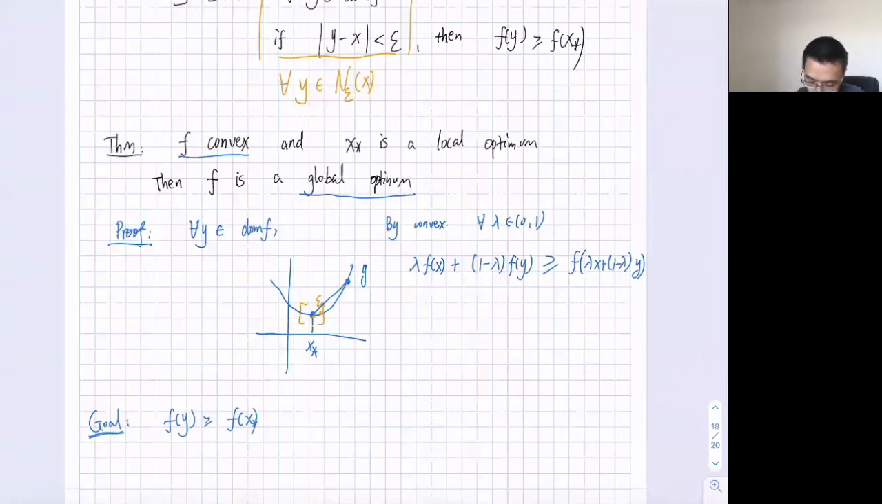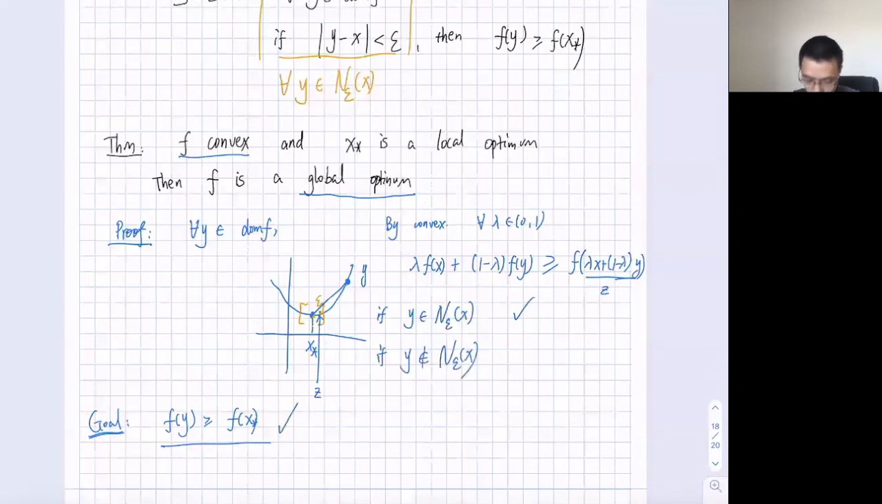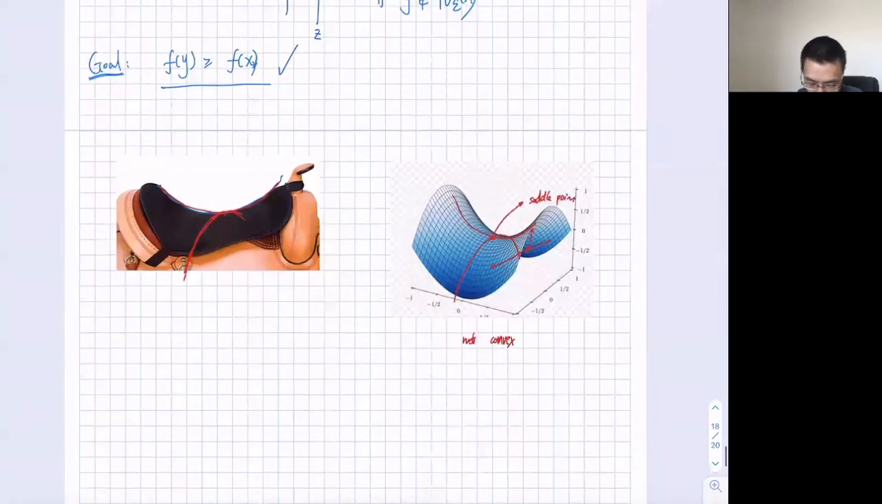How about I call this term z, and I choose z within my epsilon neighbor? If y is within my epsilon neighbor of x, then it's proved. If y is already here, then this condition definitely holds. So for a non-trivial case, I could say y is not within my epsilon neighbor.